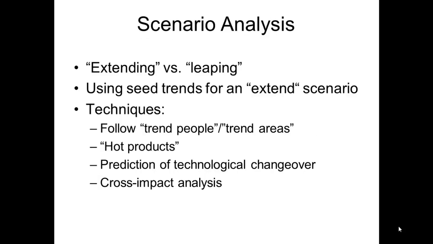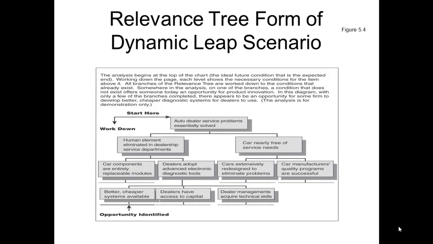So let's go into scenario analysis. Extending a product versus leaping into a new product. They use seed trends for an extend scenario. It means that they're going to extend a product line or make a product improvement. What are the techniques? Follow the trend people, or trend areas rather. What are the hot products in the market? What are they predicting for new technology that might impact the product, that might open up new opportunities?